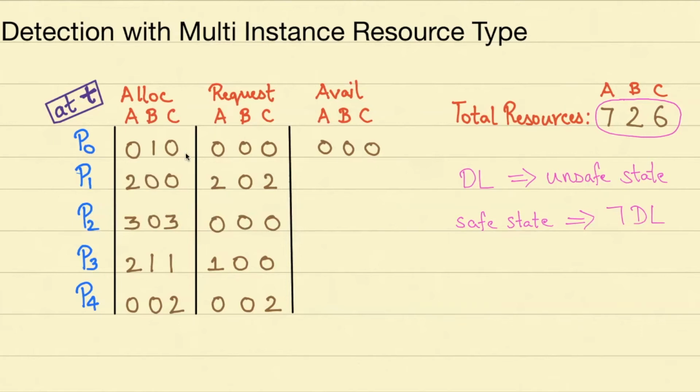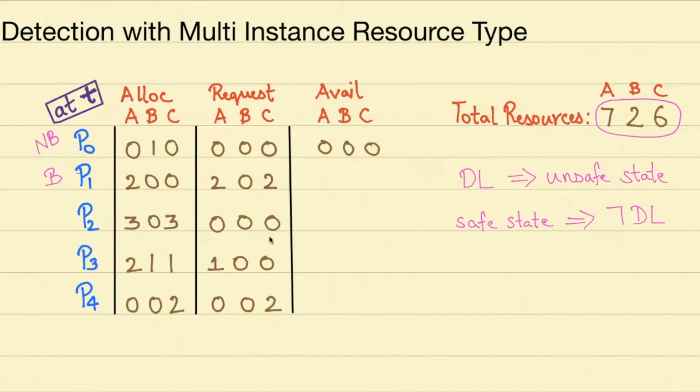P0 is requesting nothing, so it is allocated and requesting nothing, and it is not blocked. P1 is allocated 200 and it is requesting 202. But my current available resources are 000. So P1 gets blocked, because the request for resource A and resource C will not be satisfied for process P1. So it is blocked. Let's check for process P2.